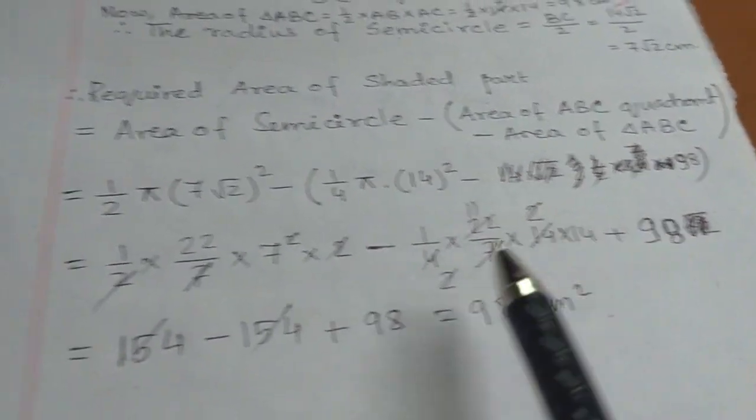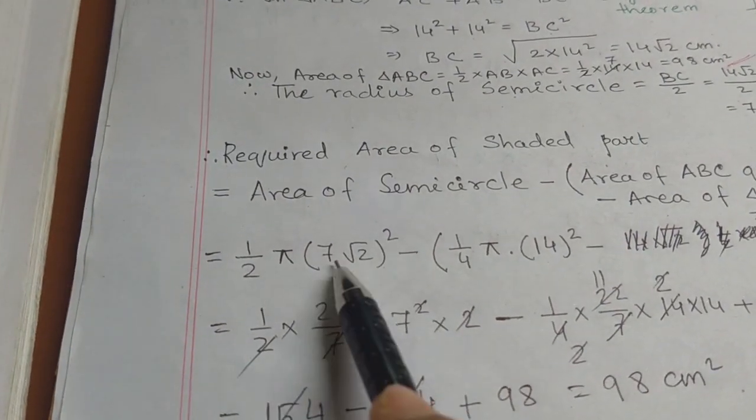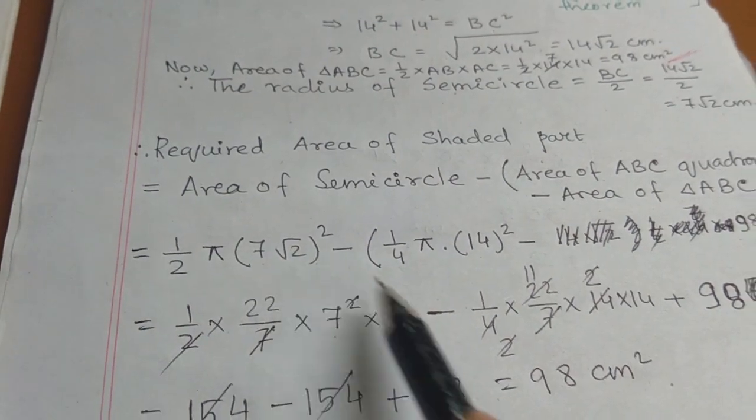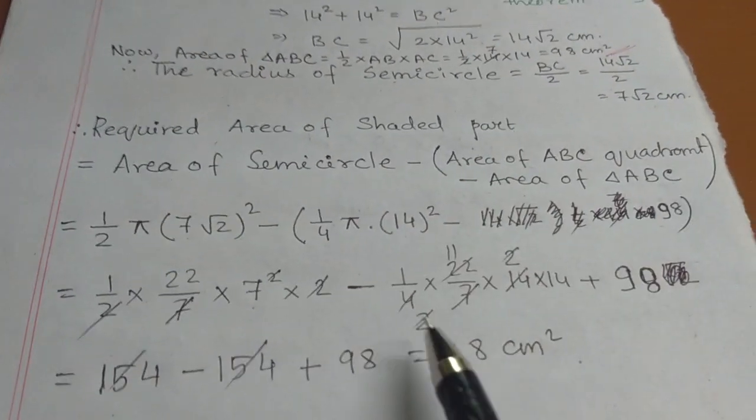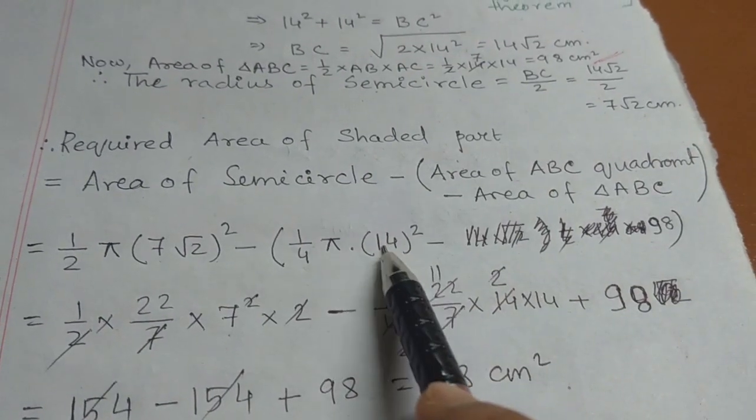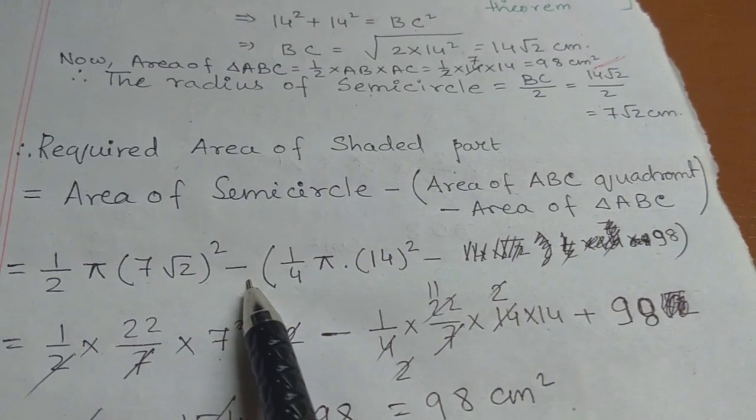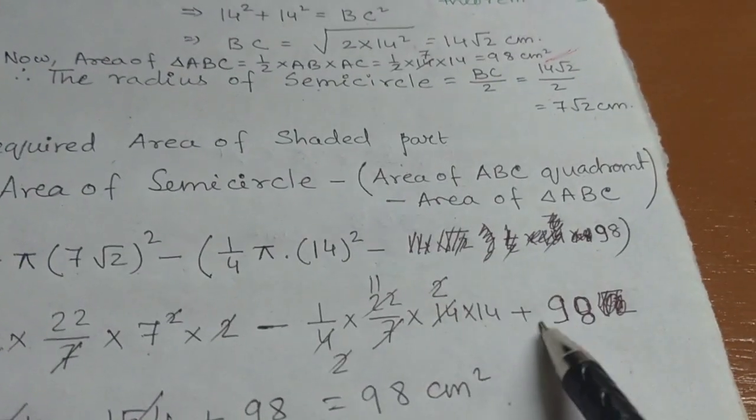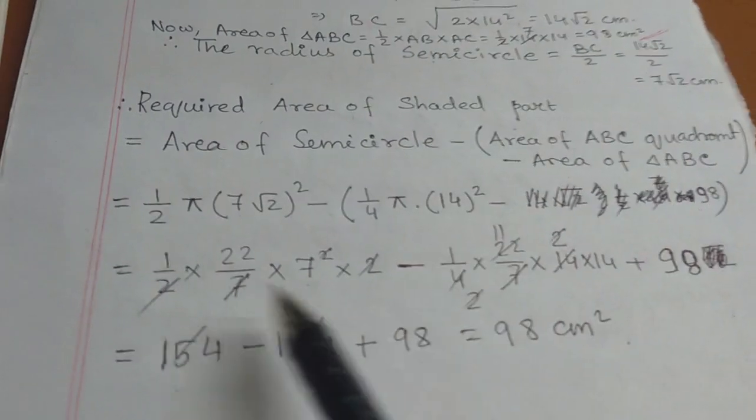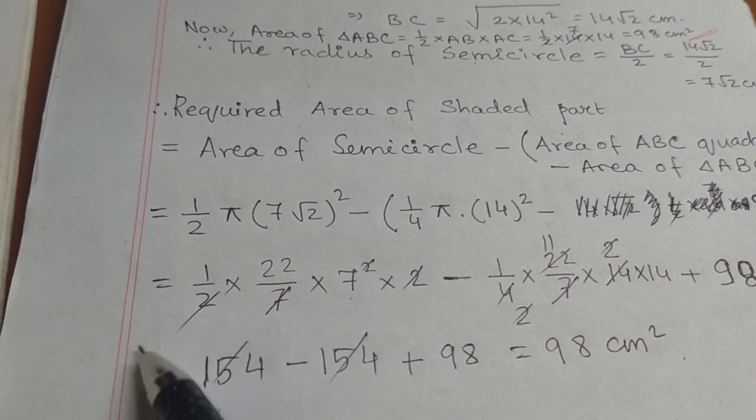Next, with simplification, pi value is 22 by 7. 14 square I wrote here, 14 into 14. Now this minus will make this plus, right? So it will be 98 plus 98. Now cancellation: 7 cancels, and this 2 cancels.